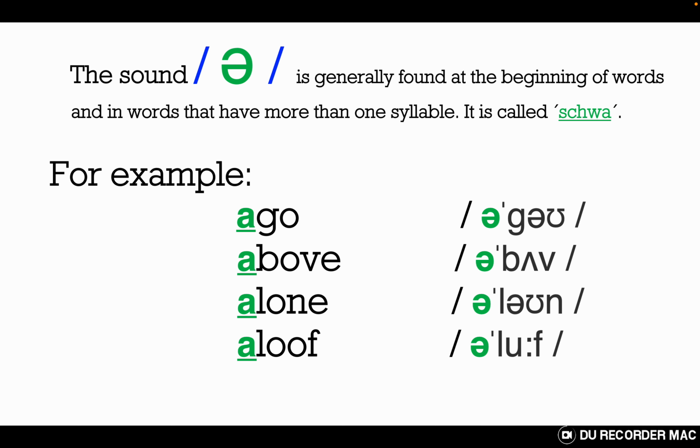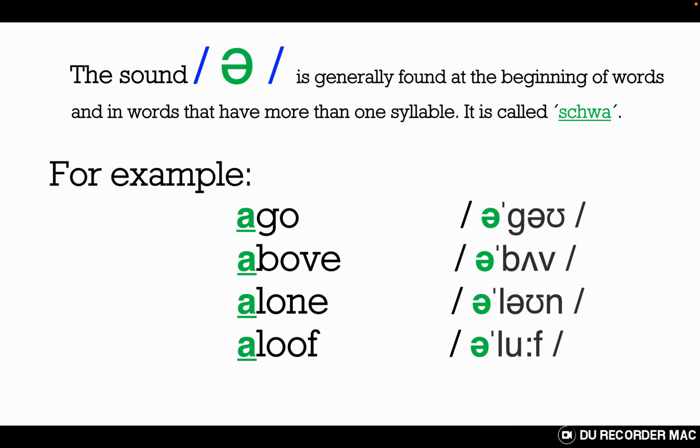So every lesson we discussed the sound and we practiced the sound. For example, in one lesson we pronounced A, and in the second one we pronounced O, and in the third one we pronounced A. But today we are going to pronounce it schwa: ago, ago.